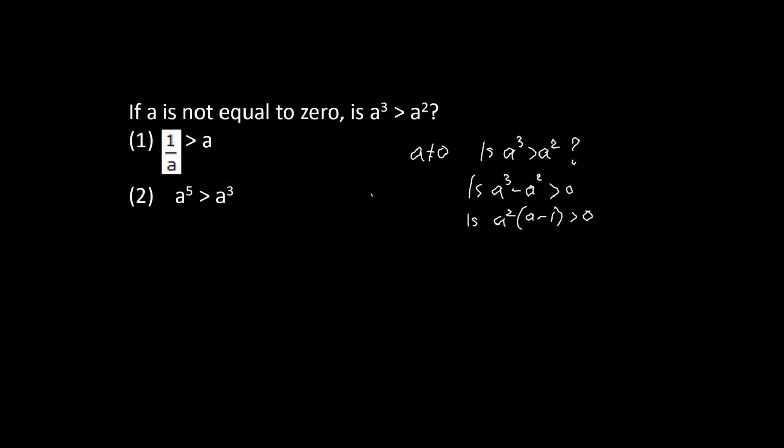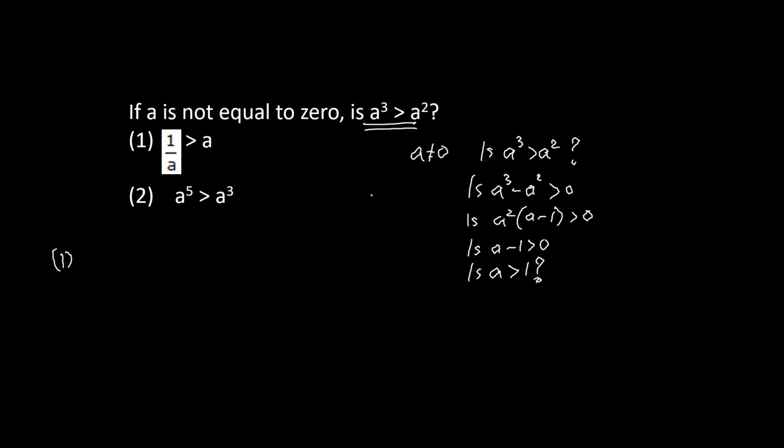Now, A square is always going to be greater than 0 because the square of any number is positive. That means the question is basically asking me, is A minus 1 greater than 0? So the question is asking me, is A greater than 1? So all I have to tell the question is whether A is greater than 1. That's using one of the commandments, simplifying this before moving on to the statements.